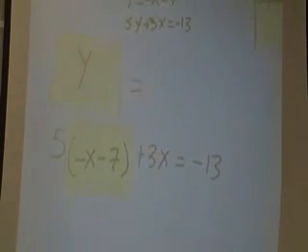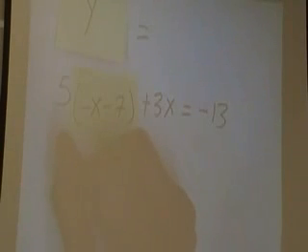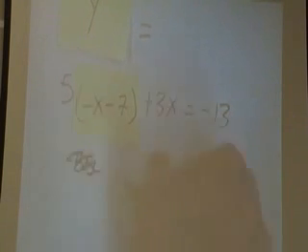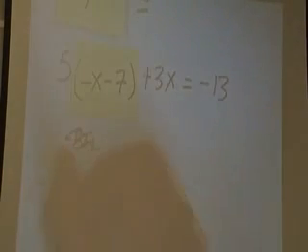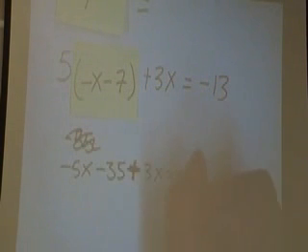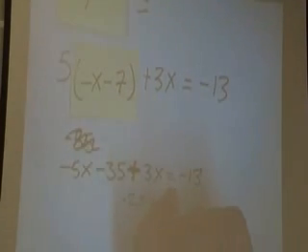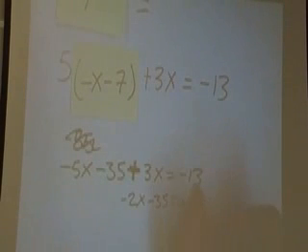Now watch this. I have one variable in here. So I can say 5 times the opposite of x. Oops. I can say the opposite of 5x minus 35 plus 3x equals negative 13. This is easy. Combine like terms: negative 2x minus 35 equals negative 13.